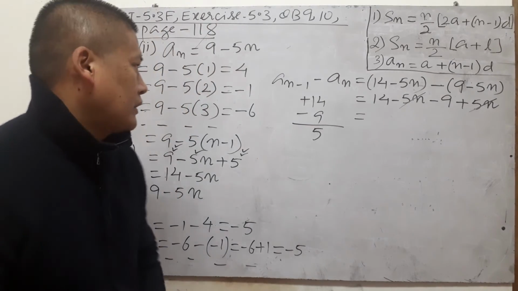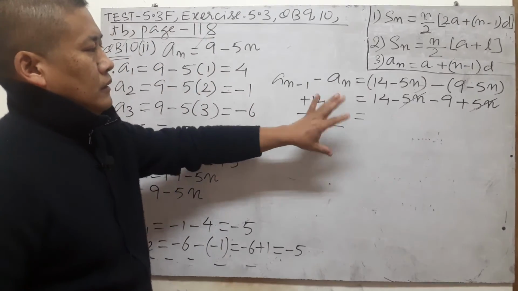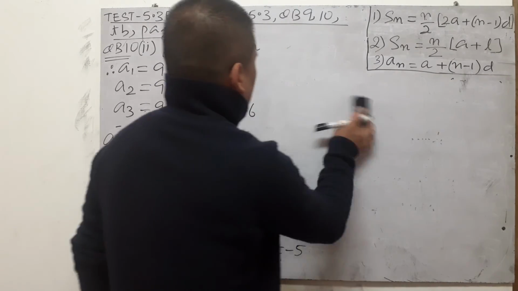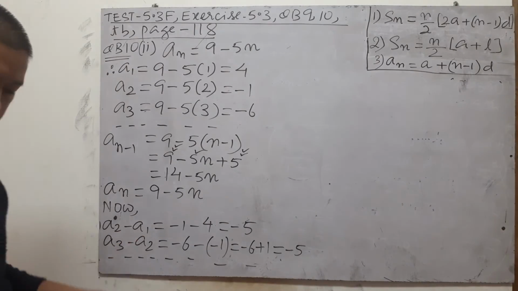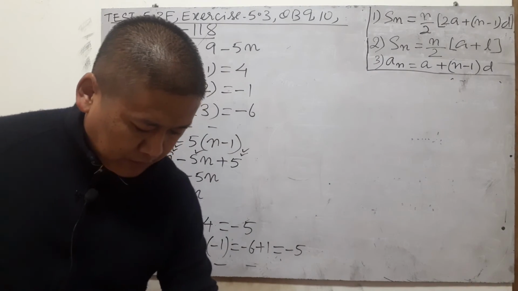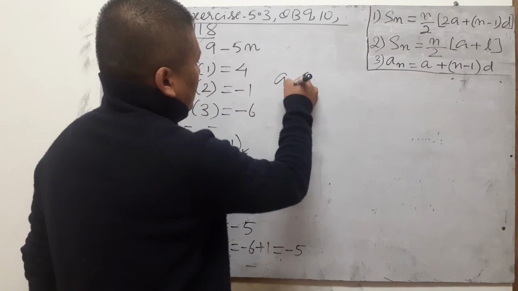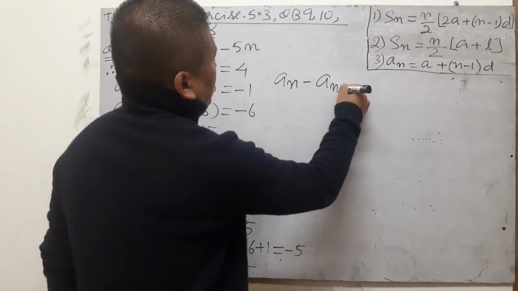Oh, we got it wrong here. Please remove this one. The common difference is always higher minus lower, right? Let me see the textbook. Yes, A2 minus A1. So the higher one is an minus an minus 1.